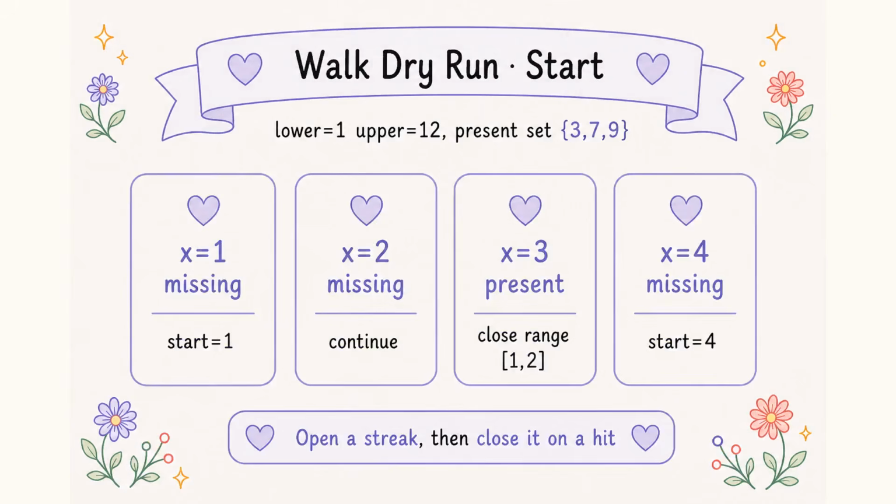Walk dry run, starting with example 1. Present set is 3, 7, 9. X equals 1 is missing, so start becomes 1. X equals 2 is missing, streak continues. X equals 3 is present, so close range 1 to 2. X equals 4 is missing, so start becomes 4.